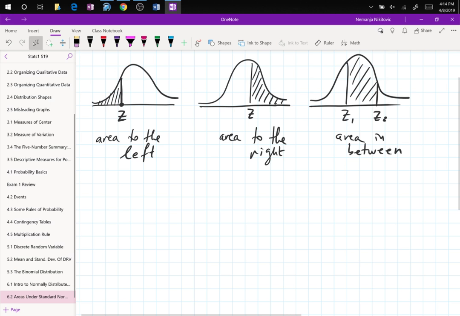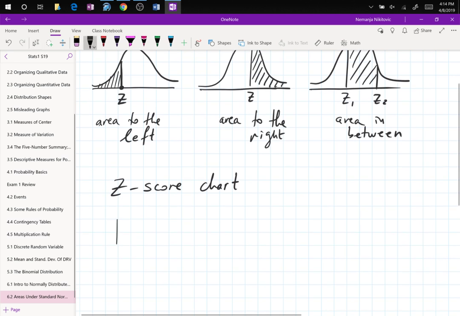First off, when you look at the z-score chart, particularly in the back of the book, usually the charts that are in the book will have 2 charts. One will have a graph that looks, it's a bad graph.